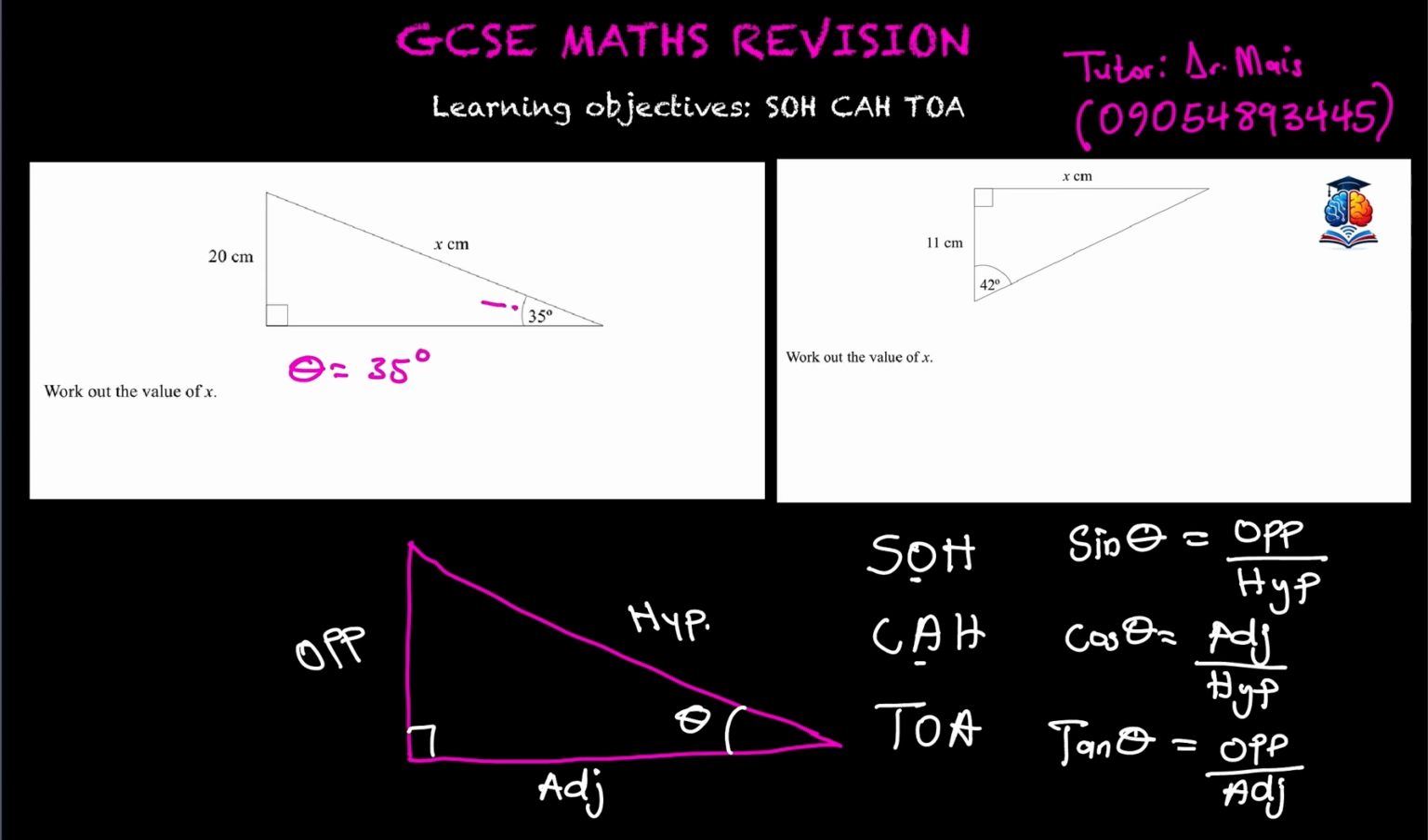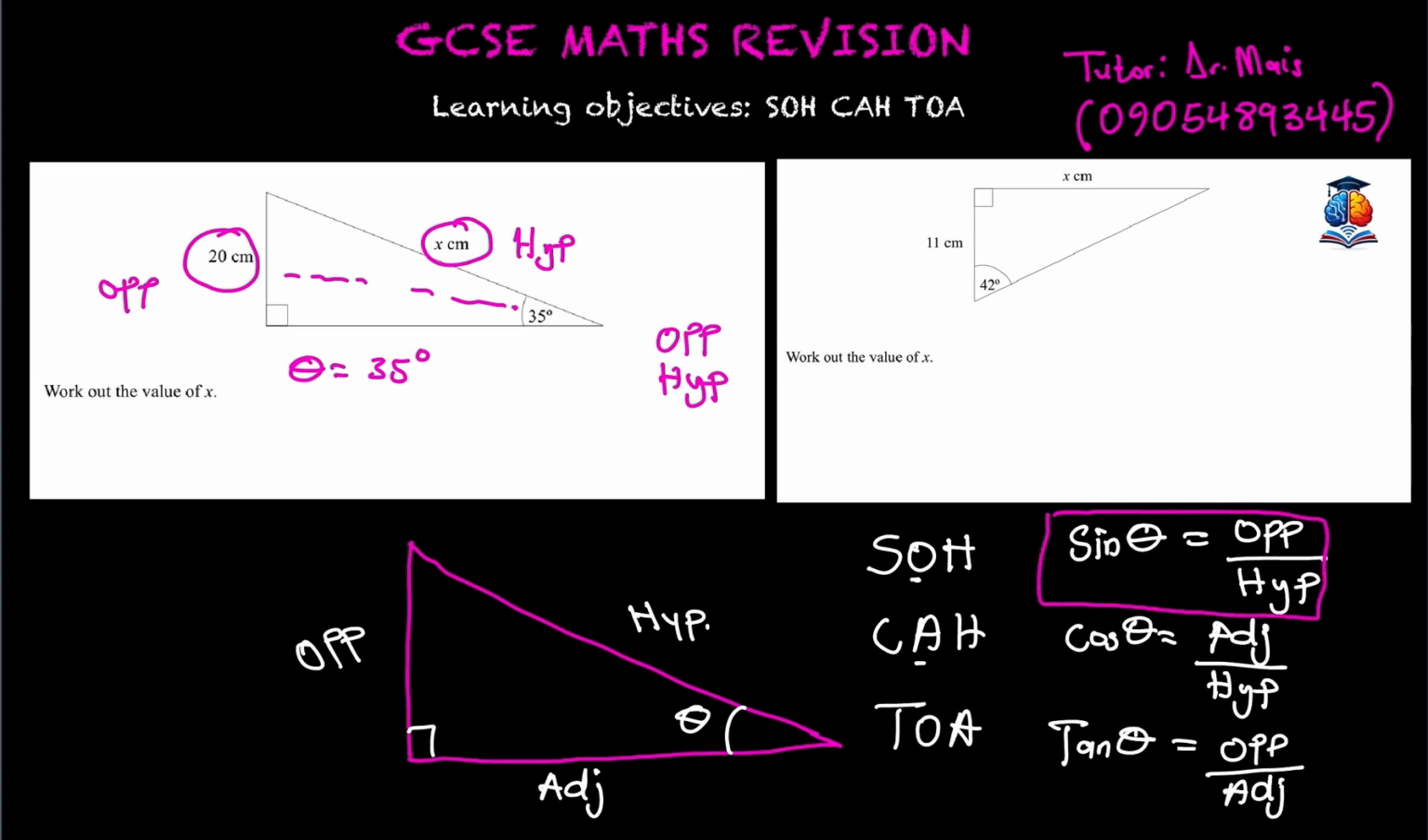So in this example now, you can check. Obviously this side is the opposite, and the x centimeter is the hypotenuse in this example. So we have opposite and hypotenuse. Now go back to Sohcahtoa and check which of them relates opposite and the hypotenuse together, and that obviously is the sine. So that's sine theta. And once you know that, then come back to solve the problem.